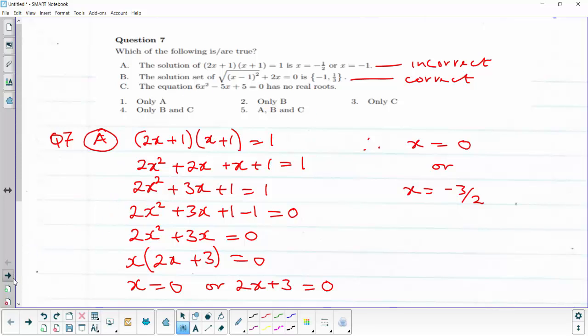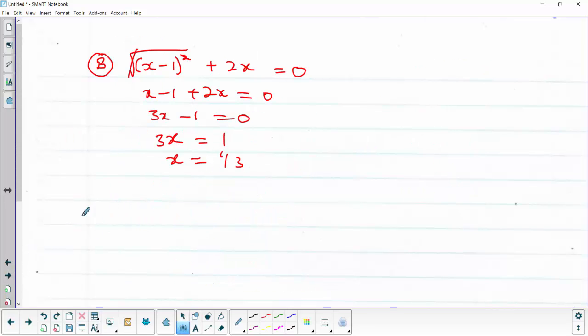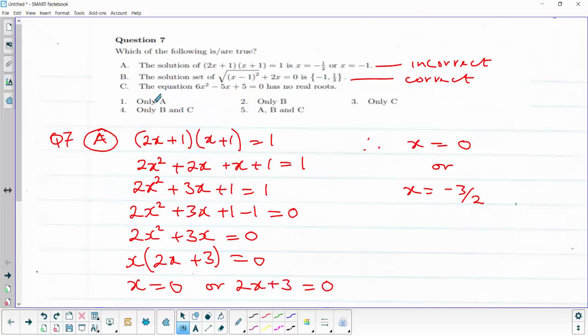So let us go for C now. Our C is given as 6x squared minus 5x minus 5 equal to 0. So let us check the question and see what we are trying to do. The equation of this has no real root. We want to know whether this equation is going to give us a real root or not. So let us go back.